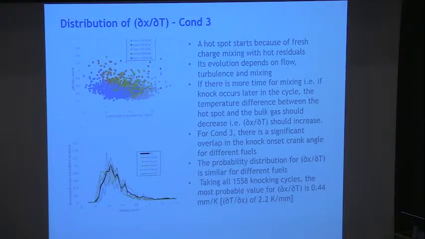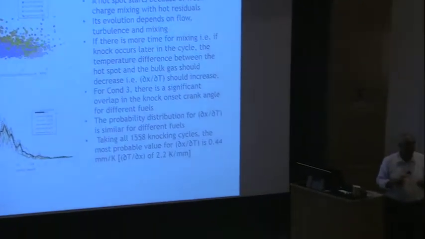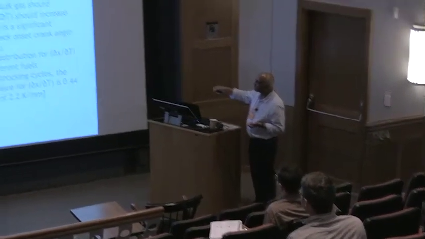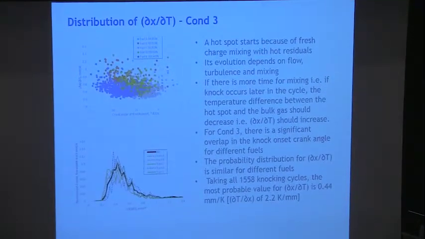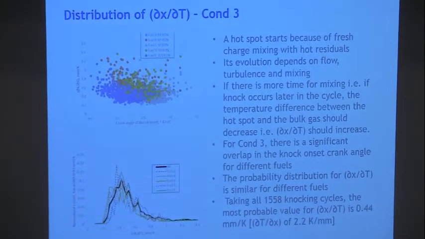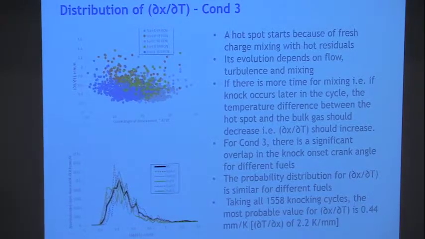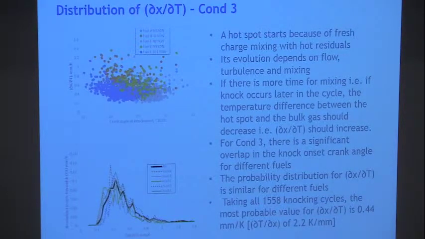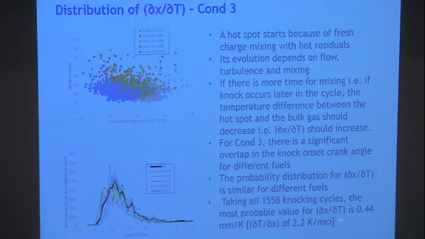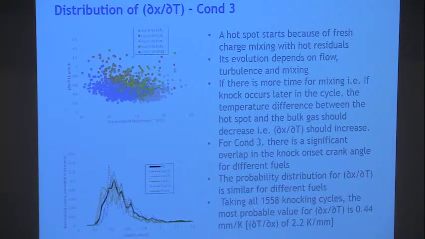Now, we have a lot of data about this dx by dt, which we have extracted from all these experimental results. If you plot this against crank angle, you get this cloud. If you combine all this data for each condition, you can find a distribution curve. That means, again, it's stochastic, it's probabilistic. dx by dt is not the same every cycle. There's a most probable dx by dt value here, and in this experiment it turns out to be about 0.44 millimeters per Kelvin. That is the inverse of dT by dx, the temperature gradient in the hotspot. The most likely value for this is 2.2 Kelvin per millimeter in these experiments. That's what the experimental results are telling us.